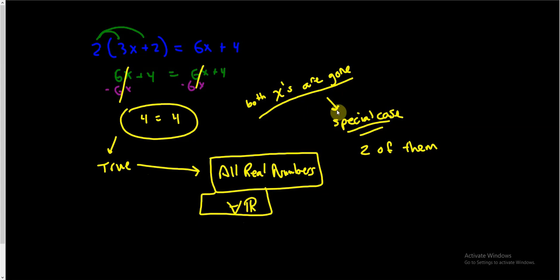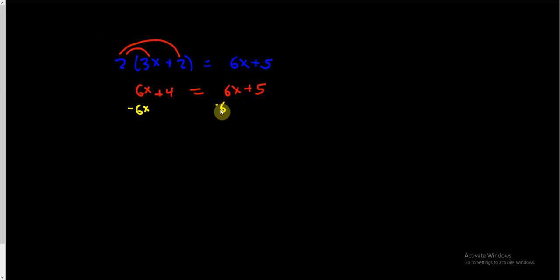Let's look at another example then. What's the other case? That was one of them, all real numbers. What's the other case? Well, let's see here. We'll be lazy and have the same left-hand side as the last problem. And I'll have 6x plus 5 over here. So we go about our business. 2 times 3x is 6x, and 2 times 2 is 4. Okay, I've simplified. Now I have an x on each side, so let's get rid of one side's x. And oh no, it happened again. Both x's cancel, and I have 4 equals 5.